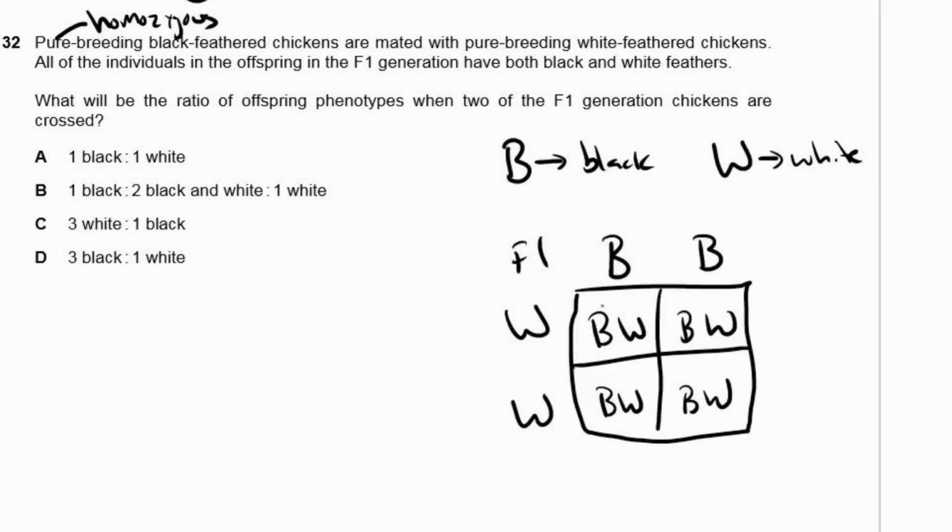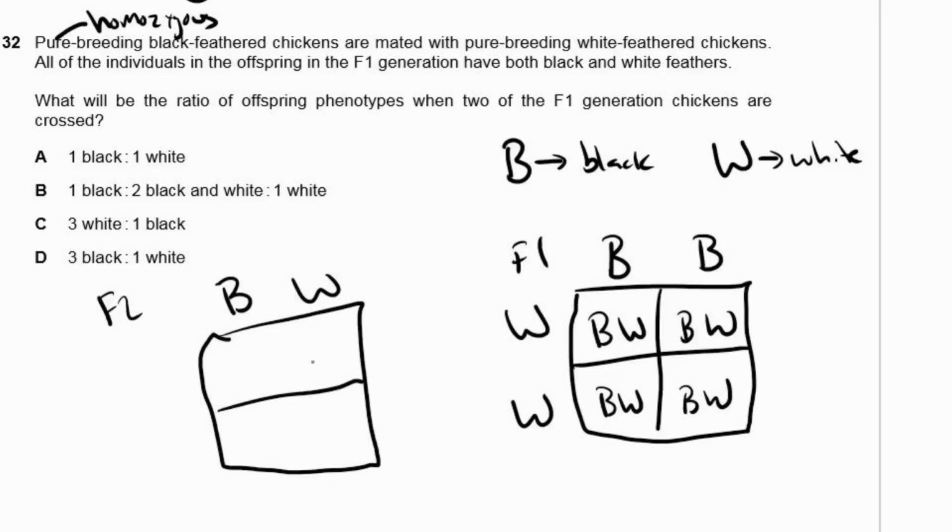The offspring of the first pair. What will the ratio of the offspring phenotypes be when two of the F1 generation chickens are crossed? Well, as they all have the same genotype, we go, okay, so this is for the F2 generation, we'll have capital B, capital W, a little square, capital B, capital W, B, B, W, B, W, B, W, and W, W.